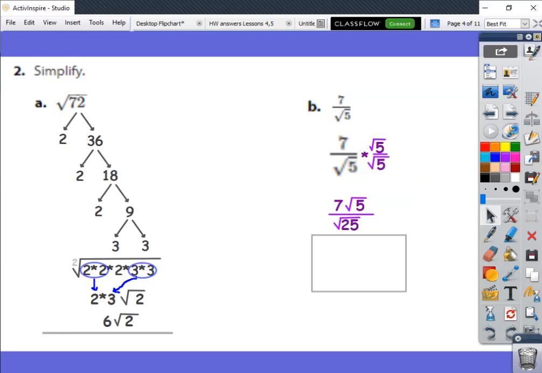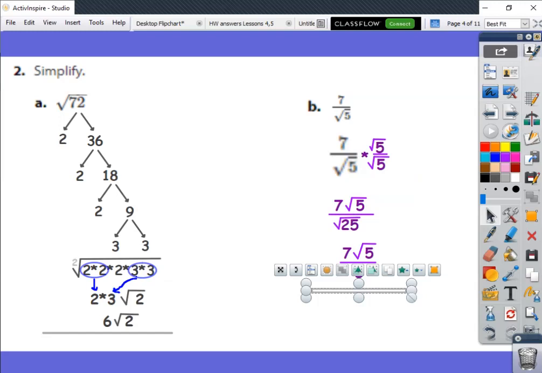On the top, 7 times square root of 5. And as you know, the square root of 25 is 5. So now I no longer have a radical in the denominator. I have 7 square root of 5 over 5. That's our simplification. Again, if you need more practice on these, you can look it up on the internet or you can come to one of our tutorial sessions.